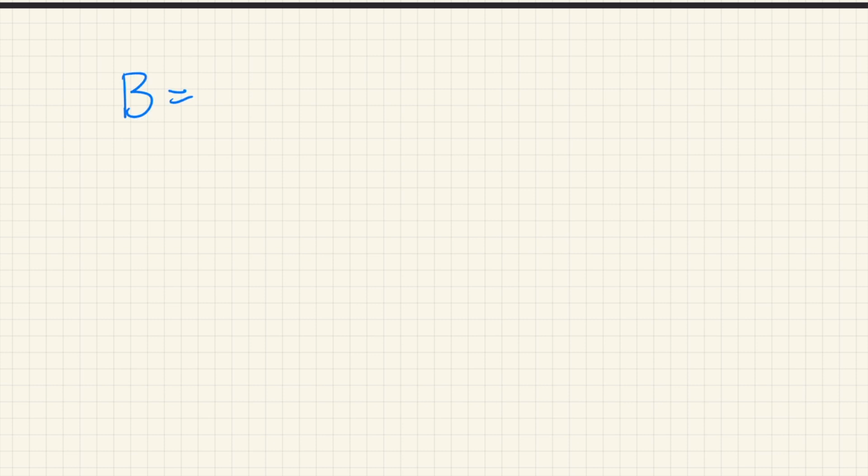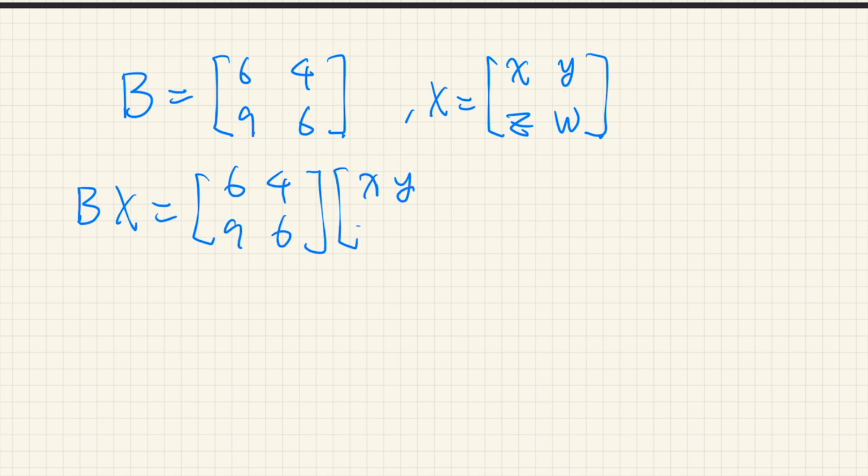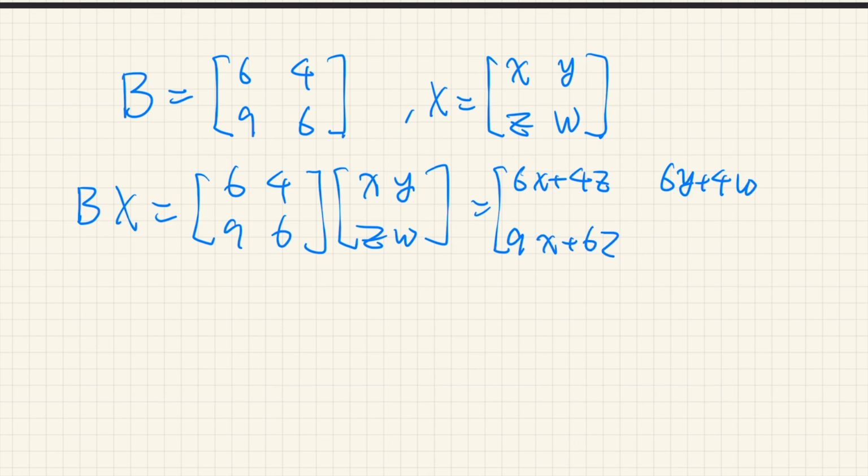And here's another example. Let's say matrix B is 6, 4, 9, 6. Is this invertible and does it have an inverse matrix? Let's check it out. Again, if its inverse exists, then let's say it's made of x, y, z, w. So calculate this: 6, 4, 9, 6 times x, y, z, w, which is 6x plus 4z and 6y plus 4w, 9x plus 6z, and 9y plus 6w.